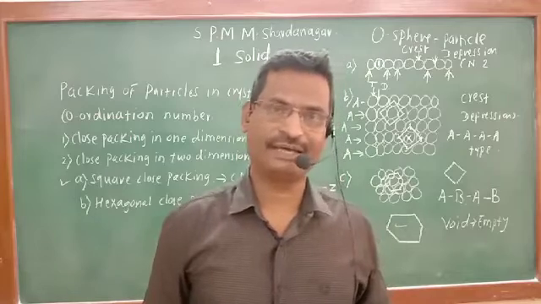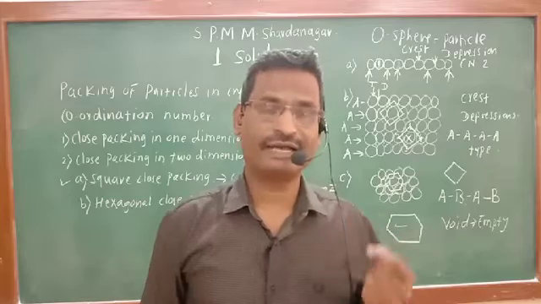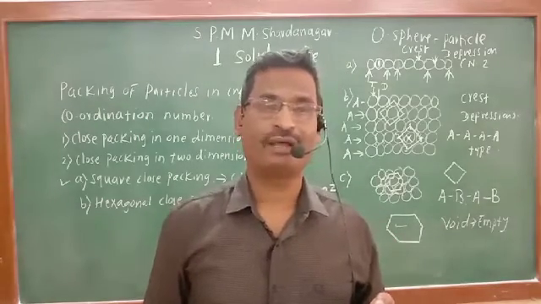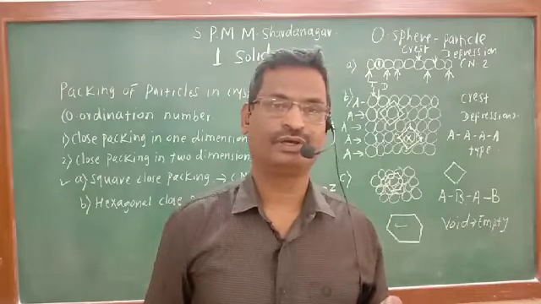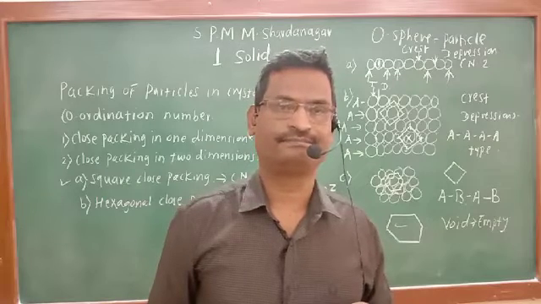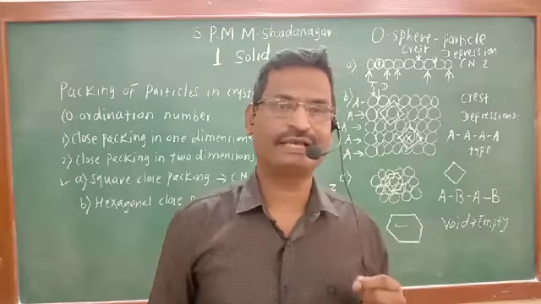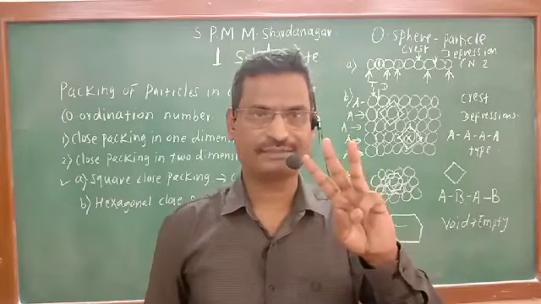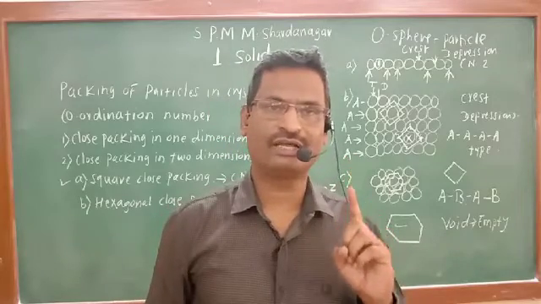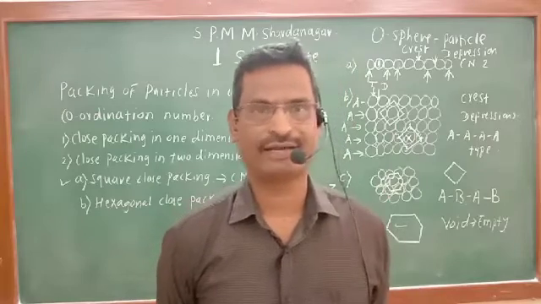Whereas in FCC, face-centered cubic crystal, we have seen that besides 8 corners, all the 6 faces are covered by half particle. Each face constitutes the half particle, half circle. 6 faces are there, half into 6, that gives 3 particles, and 1 more particle is present among 8 corners. Therefore totally 4 particles are present in the face-centered cubic crystal.